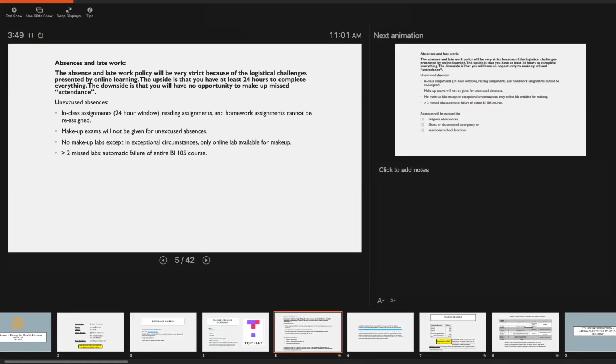Unexcused absences in this course are going to be according to a late work policy. In-class assignments will have a 24-hour window that includes exams. Reading assignments, homework assignments, etc. will have a 24-hour or longer window to complete them. Because this class is being given as a hybrid class, there's basically no reason why you should ever turn in late work. You will have lots of time to complete it, and it's not bound by the time that you actually would attend class directly. So there should be no makeup assignments in this class.